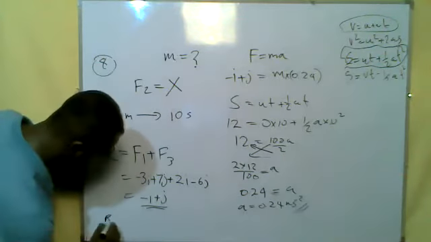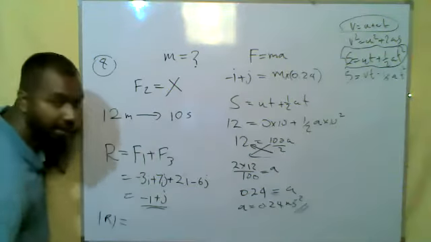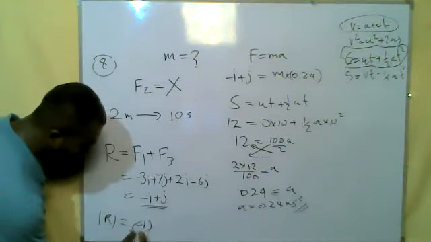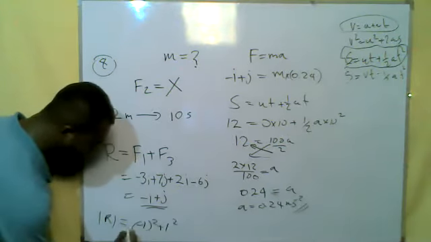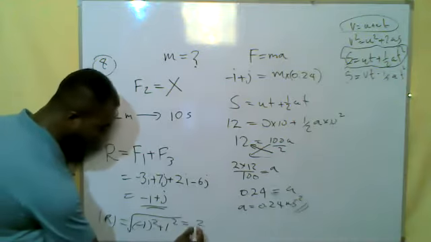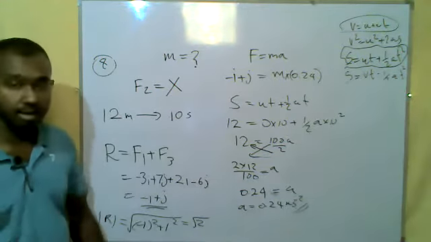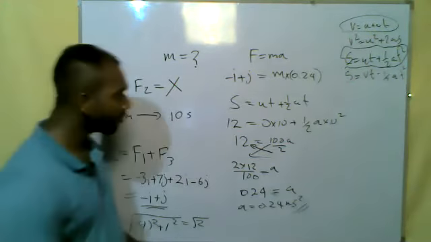We know how to get the magnitude by using the Pythagoras relationship, no? Minus 1 to the power 2 plus 1 to the power 2. How much? We got square root 2 here. So the magnitude of the resultant force is square root 2.